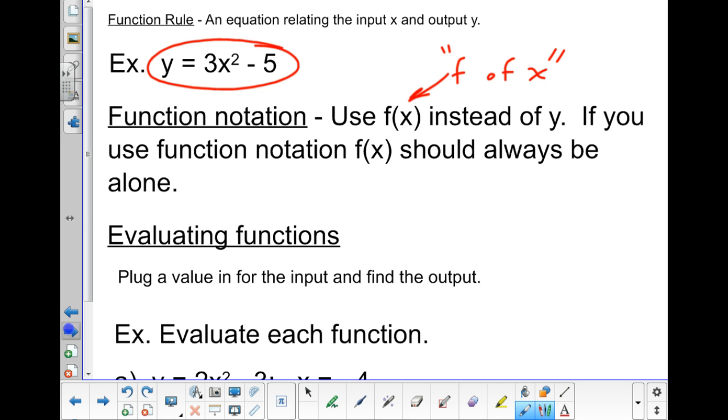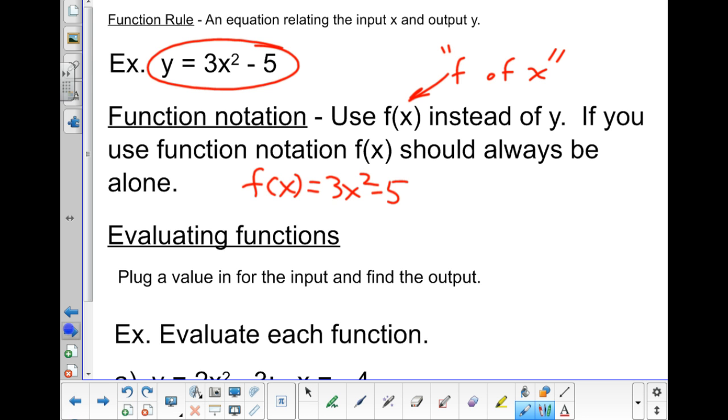This does not mean f times x. You cannot separate those by dividing the f or the x. That means the function of x, or the abbreviation is f of x. f of x is the same thing as the letter y. So in the problem up above, where I have y equals 3x squared minus 5, I could have easily written that as f of x equals 3x squared minus 5. It means the same thing.